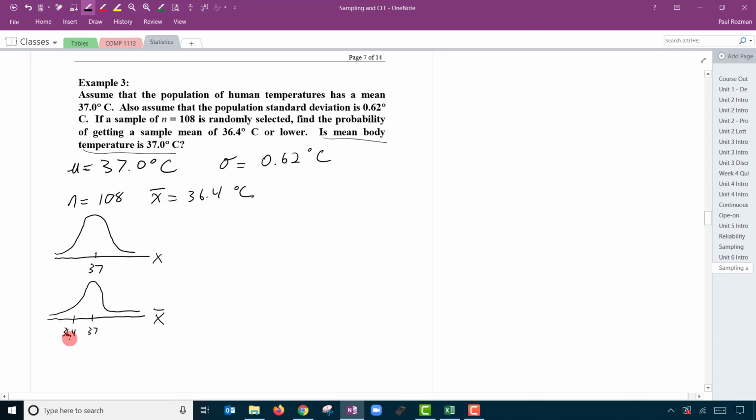Let's find the probability of getting 36.4. Well, we can't, but we can find the probability of getting 36.4 or stranger. And in that case, stranger meaning or further away from 37. So to be further away, I'd be going to the left here. Had my 108 people given me a result of 39, and I were in the upper tail, then I would go to the right. But because I'm below, I'm going to go to the left. Let's find the probability of getting a mean like this or smaller.